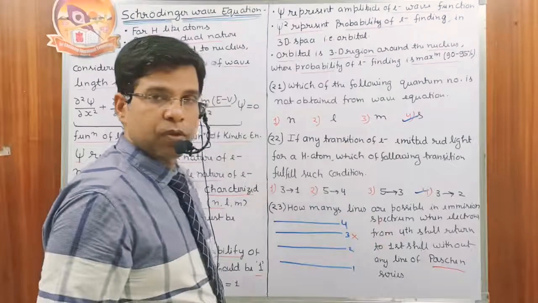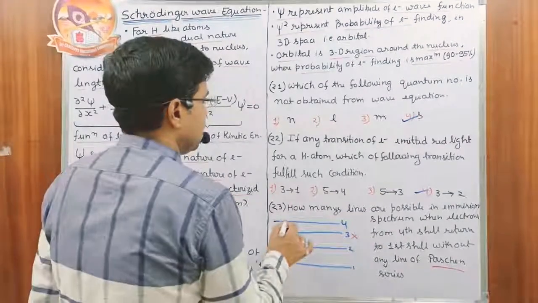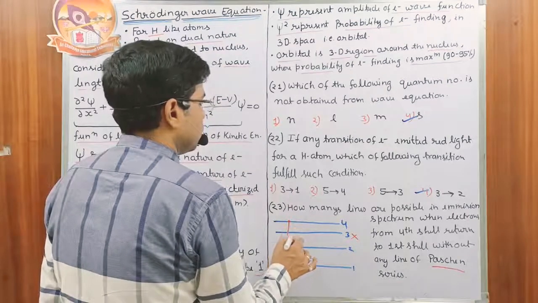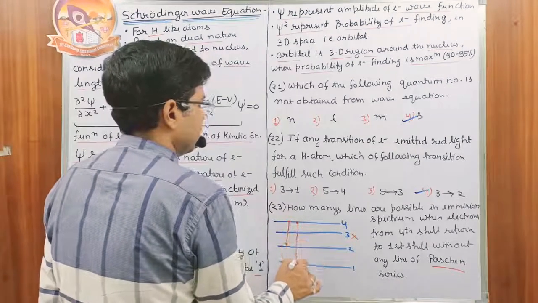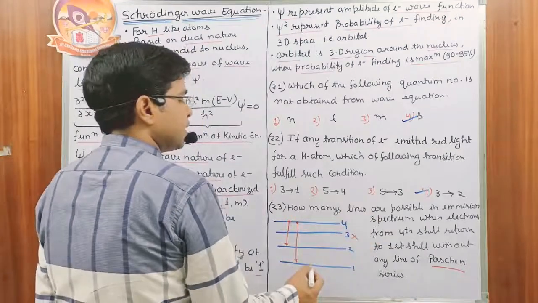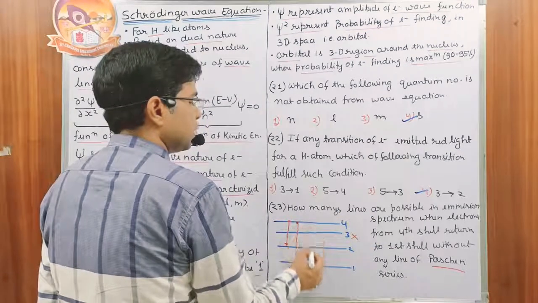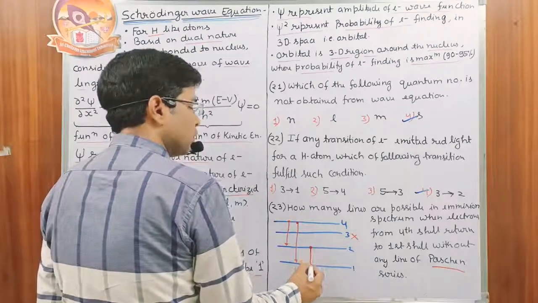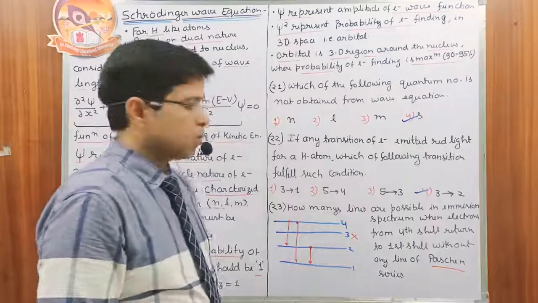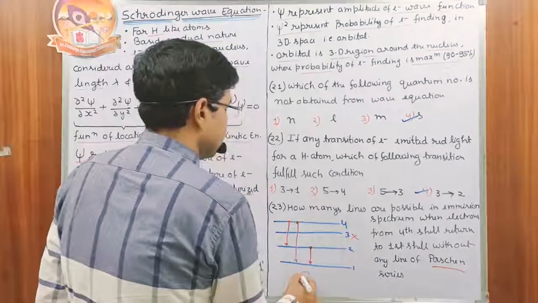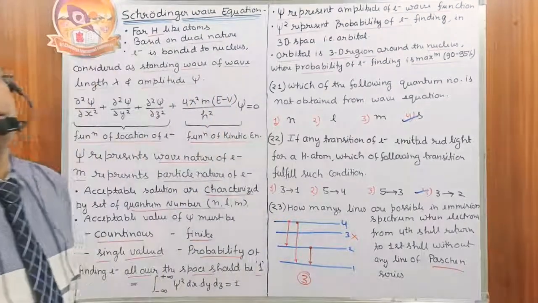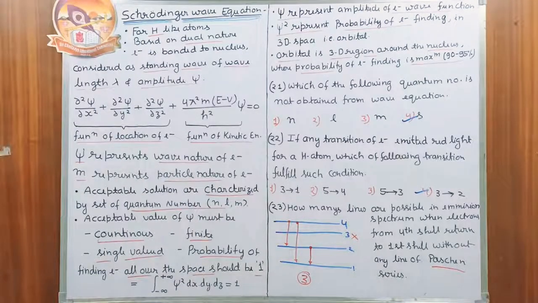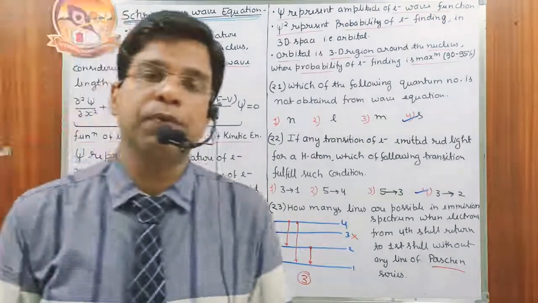So the electron is initially present in the fourth shell. What are the possibilities? How many lines are possible? Either the electron comes from 4 to 2 or 4 directly to 1. And what is the next possibility? The electron which is present in 2 comes from 4 to 2, then 2 to 1. So how many lines are possible? Only 3 lines are possible in this emission spectrum. That's all from my side in this video number 2. Thank you.